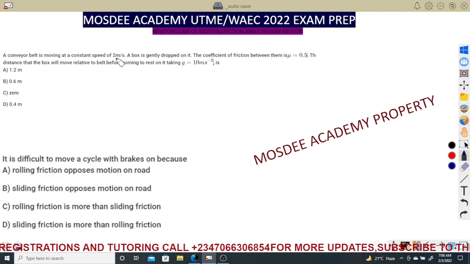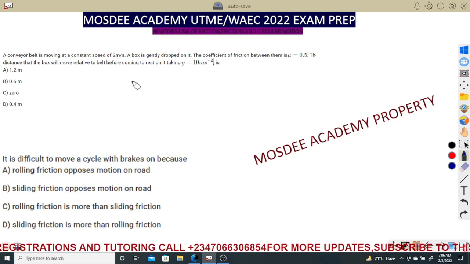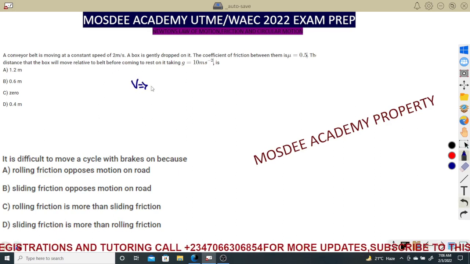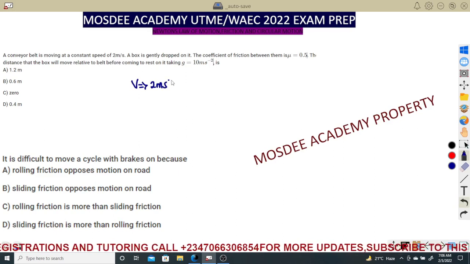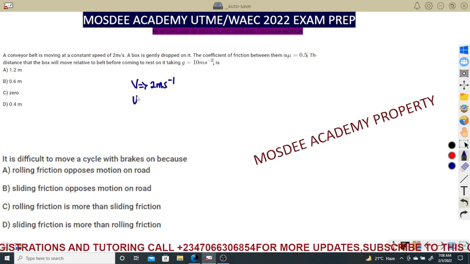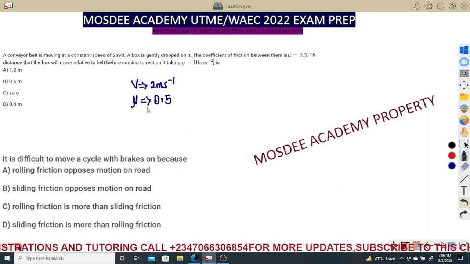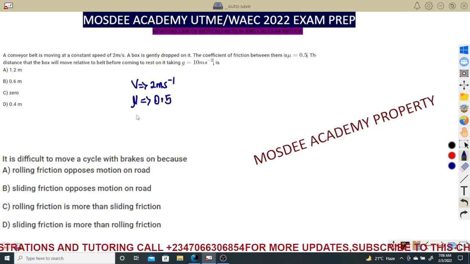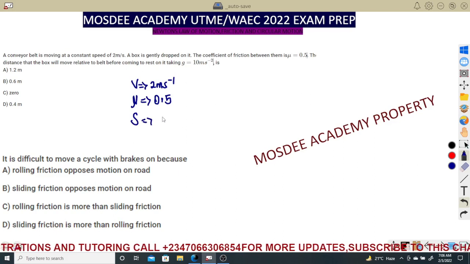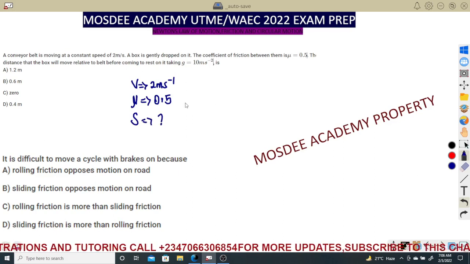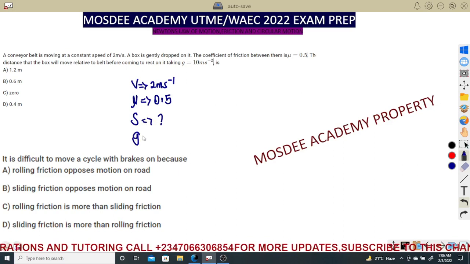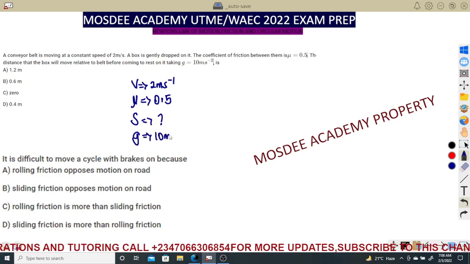But to understand it very well, the speed V was given to be 2 meters per second. The coefficient of friction, mu, was given as 0.5. It is a dimensionless quantity. You are looking for the distance s the body has moved. That is the question mark, relative to g, which was given to be 10 meters per second squared.